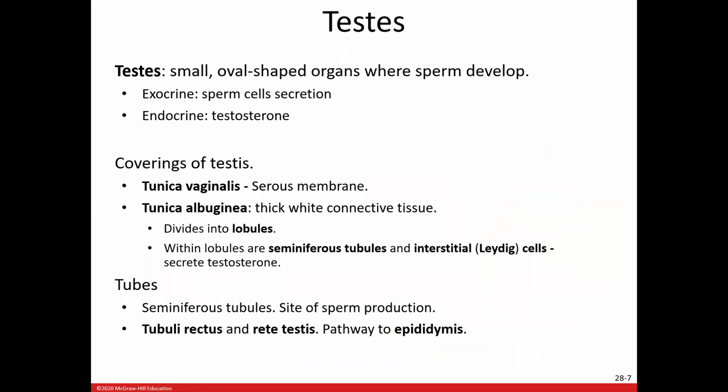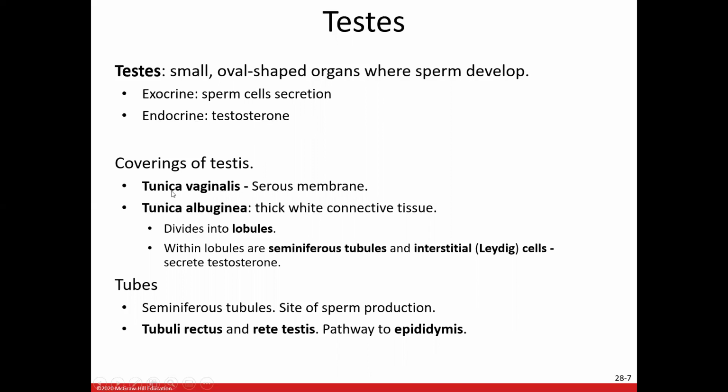Next, we have the testes, and these are the actual organs where the sperm themselves develop. The testes are broken down into exocrine and endocrine functions. So your exocrine is all about secretion. This is where your sperm cells are secreted out of the testes. And then you have endocrine cells that produce testosterone, the major hormone for male sex development.